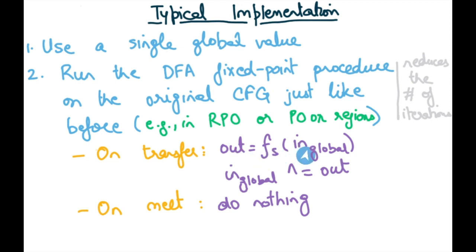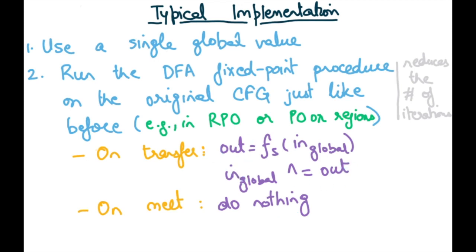And on a transfer, you just transfer the value across a statement S by just saying out equals fS of in. And in this case, recall that this is just one global value. So I say in_global to say that this is one global value. So whenever I create an out value, I just apply the transfer function on in_global to obtain an out value. And then I meet the out value with the in_global to update that global value. And on meet, I don't need to do anything. Okay, so on transfer, this is what I do on the original CFG.